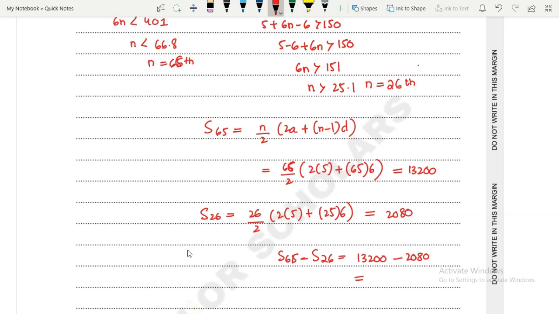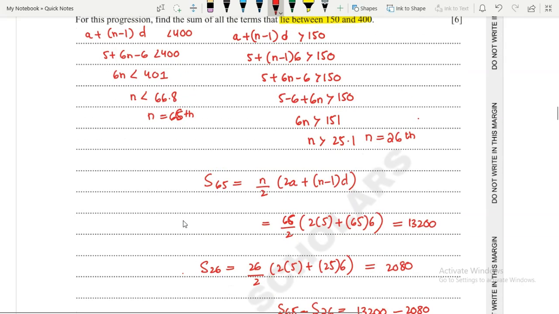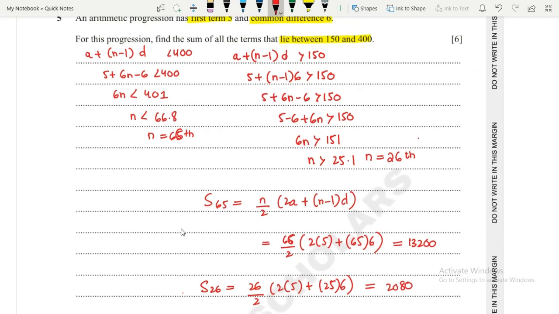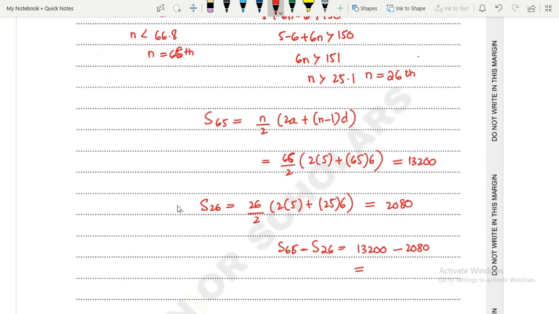Okay, so where have we made the mistake? Let me check this. So 25 into 6 is 150, into 13 is 1950, and 10 into 13 is 130, plus 1950. So where have we made the mistake? Let me check it again.